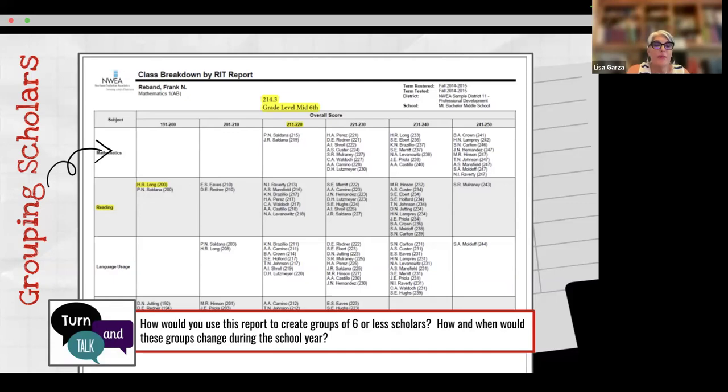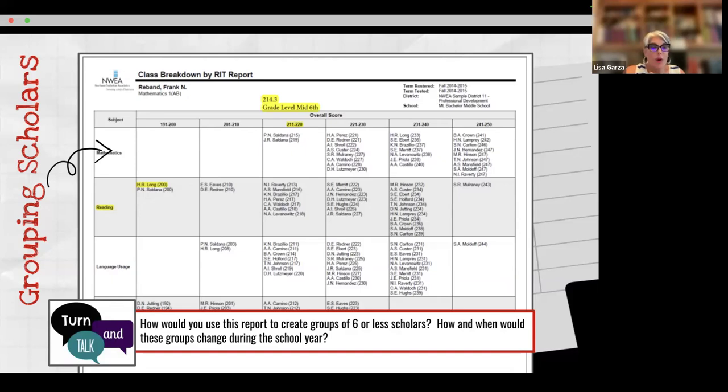Here you see an example of a class report from NWEA. At PLA, we use NWEA to assess our scholars 3 times during the year. Each scholar receives a score for both ELA and math. How could you use this data to group your scholars?